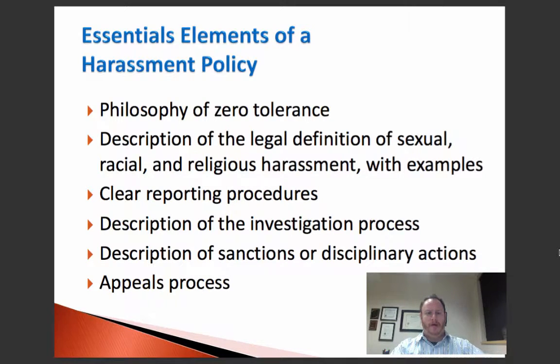So when you're actually, as an administrator, trying to create an anti-harassment policy, it should be founded on the philosophy of zero tolerance. So one incident of harassment is too much. That policy should also describe what it really means from a legal definition to engage in sexual, racial, or religious harassment, citing proper examples. Reporting procedures should be clearly outlined, and the investigation process should be clearly described. And finally, there needs to be different descriptions for penalties, and then a clearly articulated appeals process.